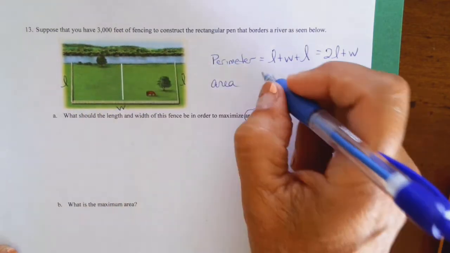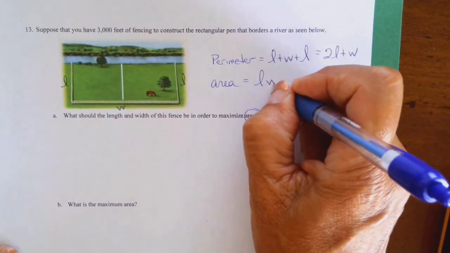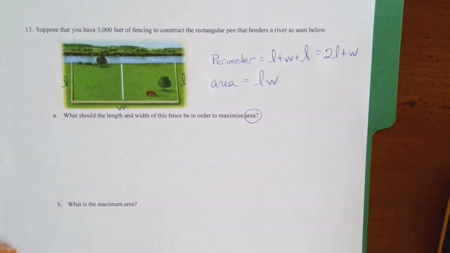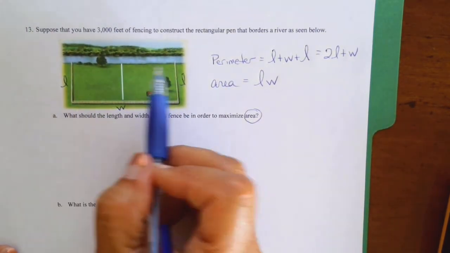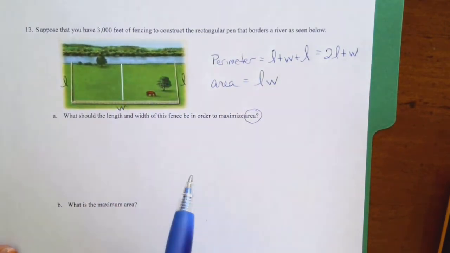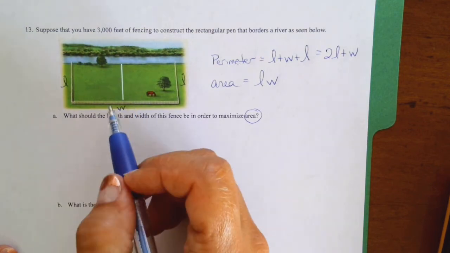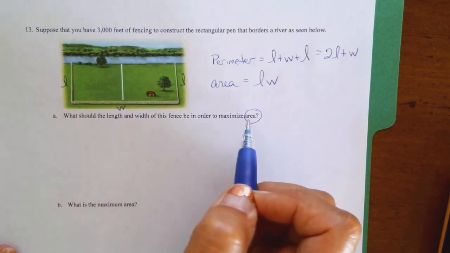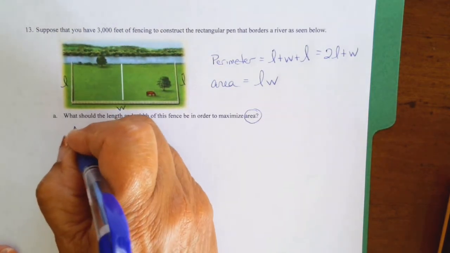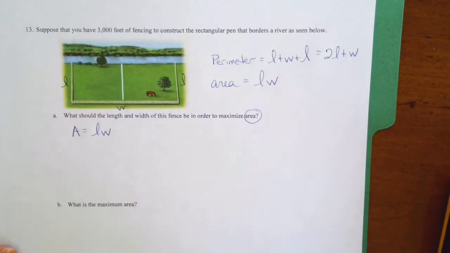The area for any rectangle is length times width. Keep those in mind as we go through here. Now, typically the perimeter would be all 4 sides, but they were specific to say we have a river and we don't need a fence there. So we are going to maximize the area. The area is length times width.